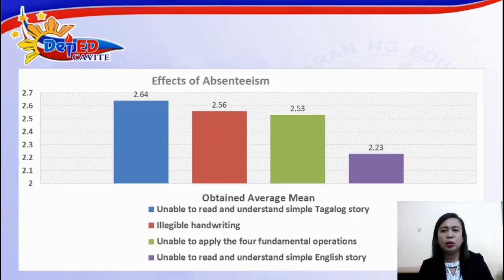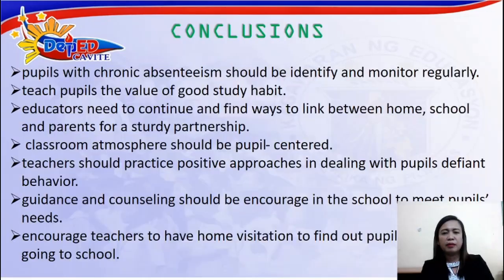As indicated in Table 2, it was revealed that absenteeism affects much the academic performance of pupils. Absenteeism showed significant effect on the reading comprehension, handwriting, and application of the four fundamental operations among pupils. As such, if these problems were not nipped in the bud, they could generate into more complex problems such as pupils at risk status, leading to a large number of dropouts. Since truancy is a major nut for all school educators today, we need to continue and find ways to link between home, school, and parents for a sturdy partnership.